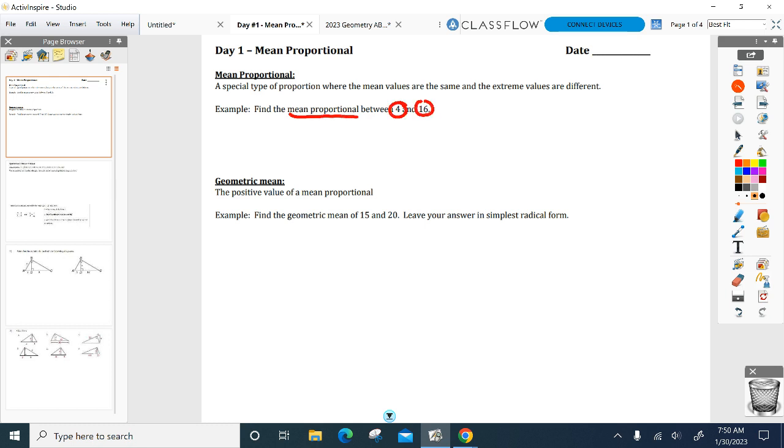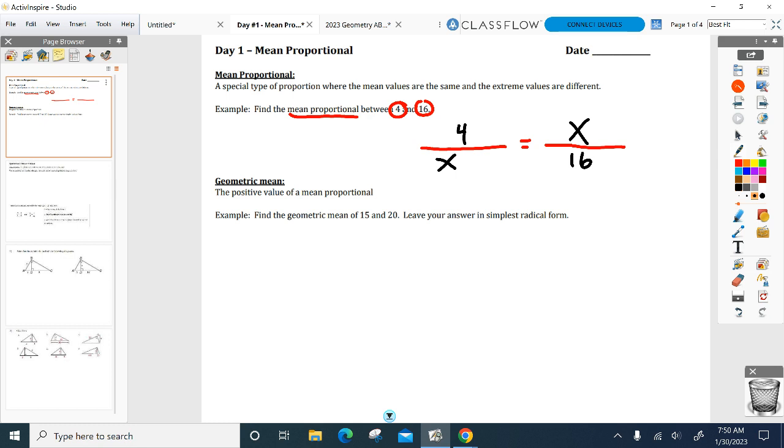So this first one here: find the mean proportional between 4 and 16. They tell me mean proportional, so where the means are, that's what they're trying to have me find. So I'm going to put x's there. They're the same value. And what are my extremes? The 4 and the 16 they provide. So there's my mean proportional. What number do I multiply by itself to get the product of the extremes?